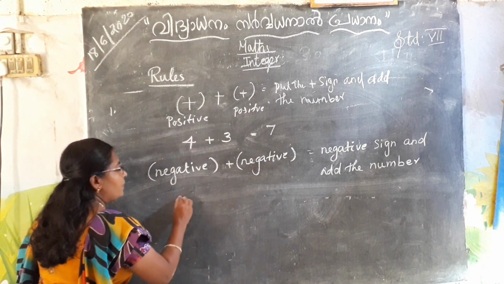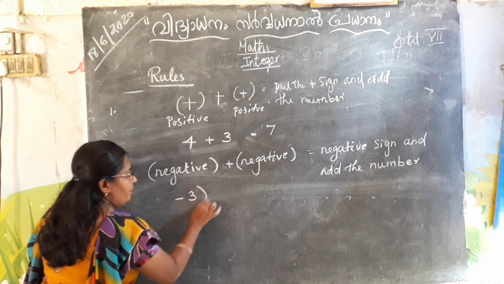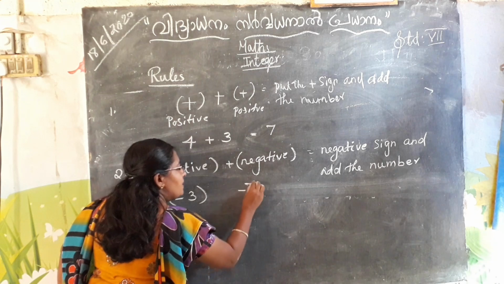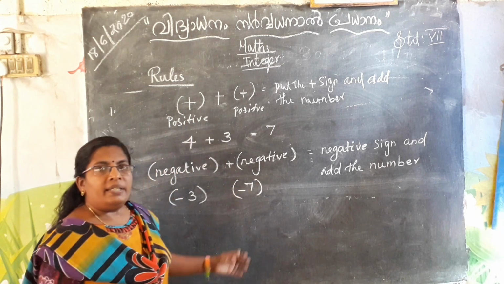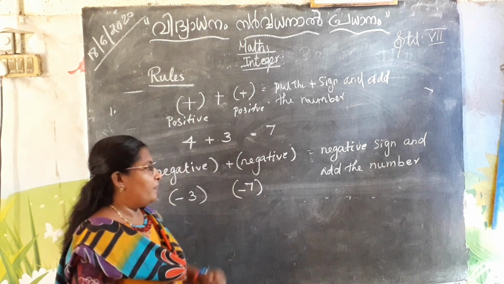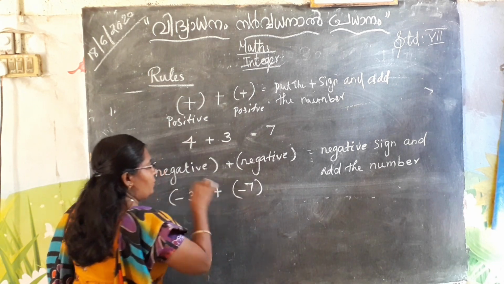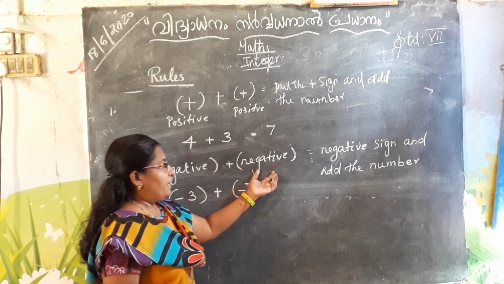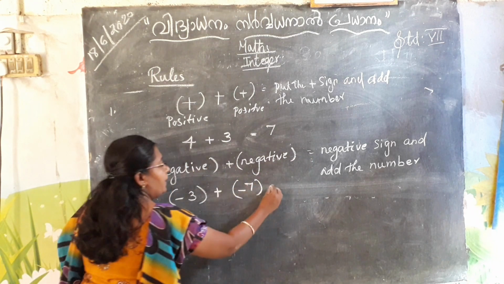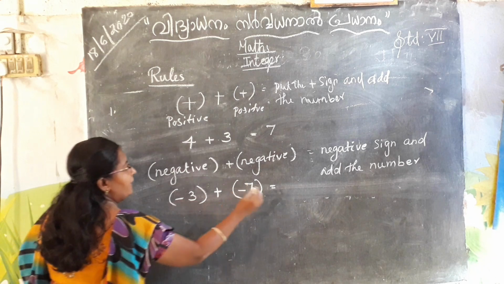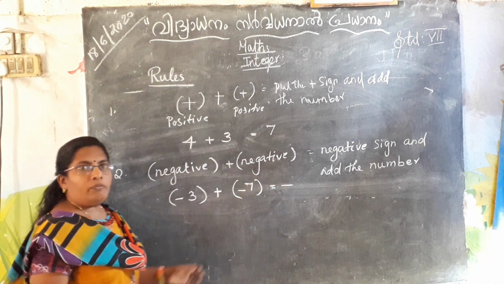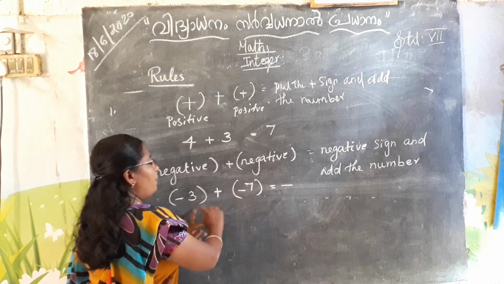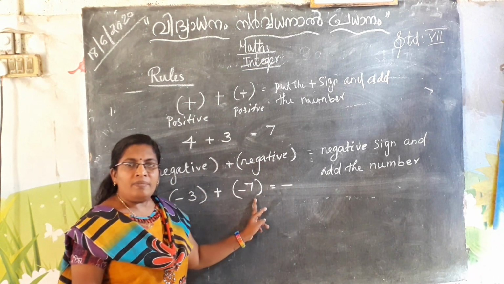See the example. Minus 3, one negative integer. Minus 7, another negative integer. We are going to add. What is the rule? Negative plus negative is a negative sign. Write the negative sign. Then what do we want to do? We should add the numbers. 3 plus 7. What is 3 plus 7? 10.